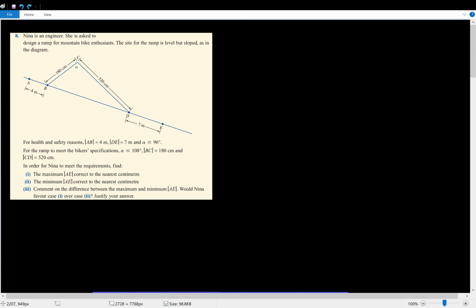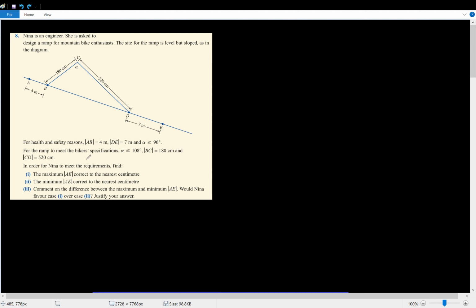For health and safety reasons, the distance AB must equal 4 meters, the distance DE must equal 7 meters, and the angle alpha must be greater than or equal to 96 degrees. Alpha is shown just at the point C in the diagram up here. For the ramp to meet the biker specifications, alpha must be less than or equal to 108 degrees, BC must equal 180 centimeters, and CD must equal 520 centimeters, and they are both marked on the diagram as well.